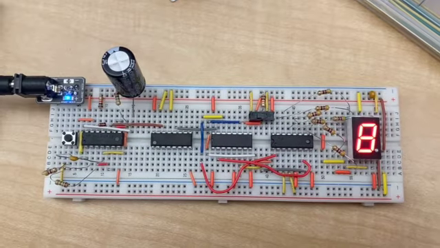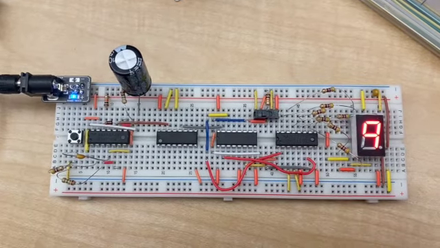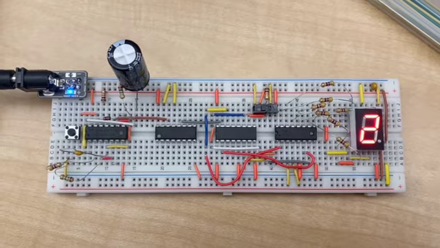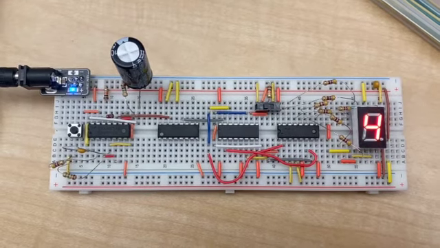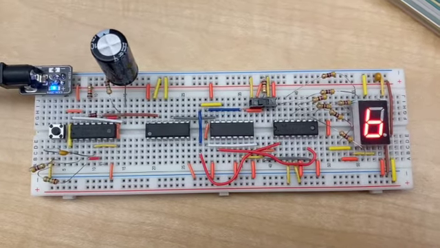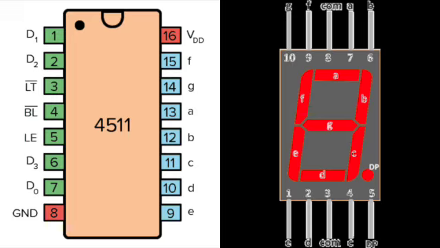Up next is the 4511 binary counting decimal decoder. This chip decodes the output from the 4510 chip and converts it into something readable for the 7-segment display. To connect the 4511 chip to the 7-segment display, connect each pin to the corresponding lead on the 7-segment display LED. For example, pin 13 would connect to pin 7 on the 7-segment display.